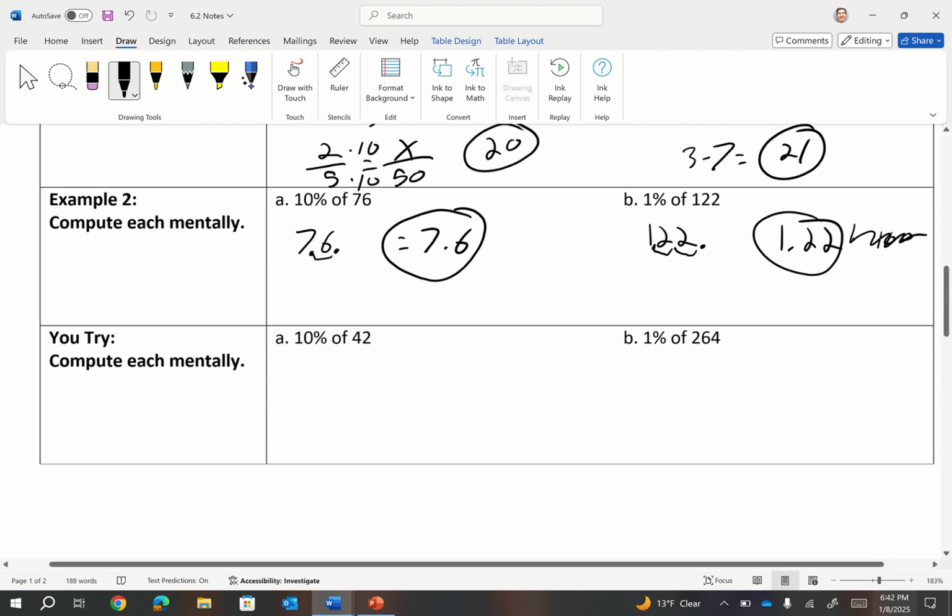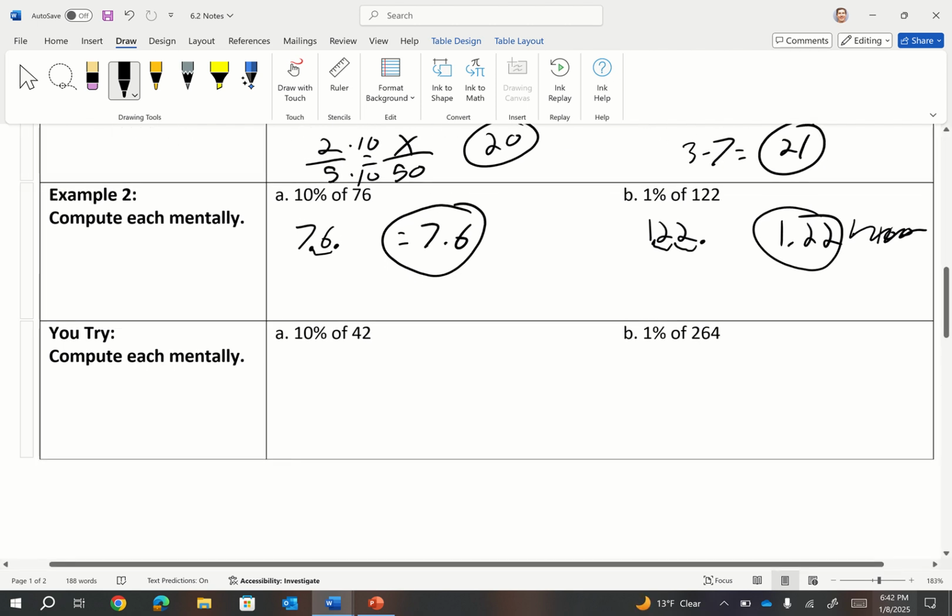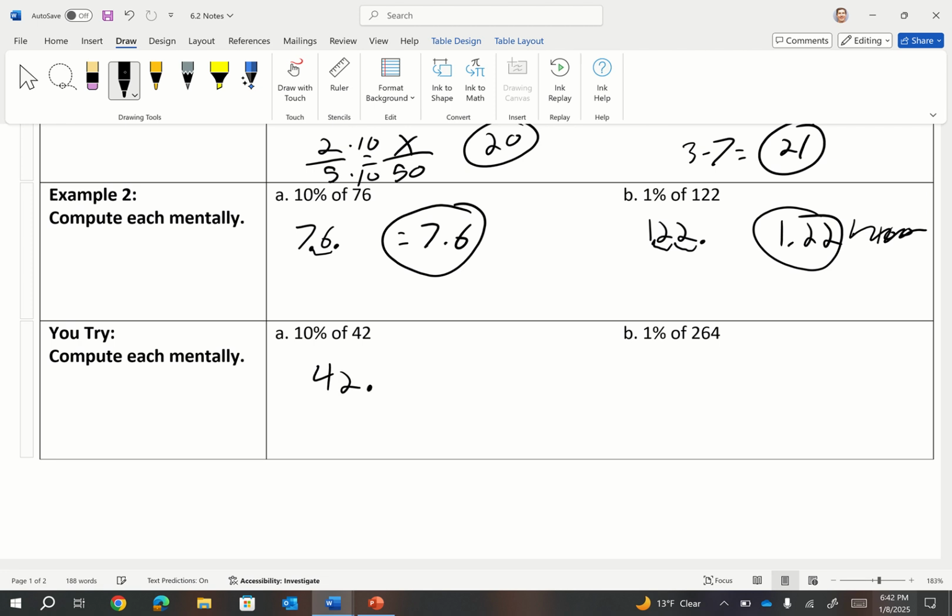All right, you go ahead and try. I'm sure it won't take you very long. We could pause the video if you want. Okay, we're just going to move our decimal. Put our decimal in, move it over. 10% of 42 is 4.2. 1% of 64. Put your decimal in, move it twice for 1%. 0.64.